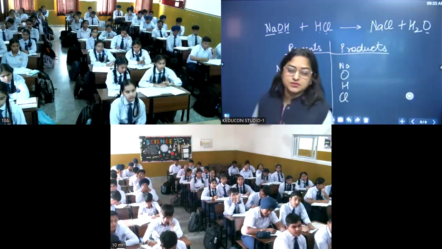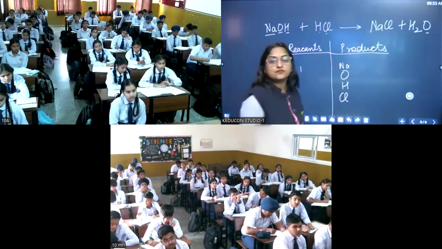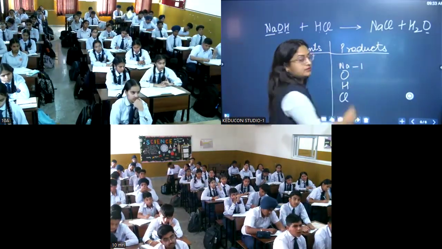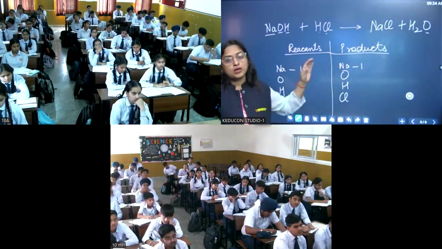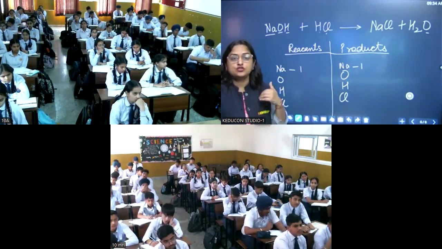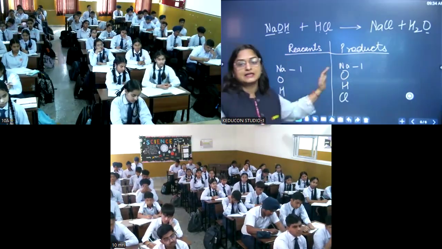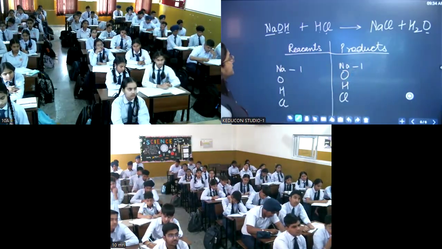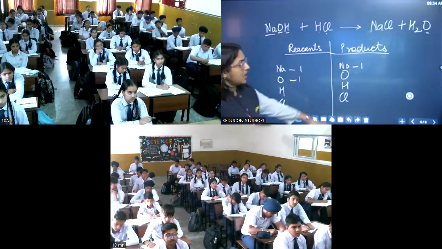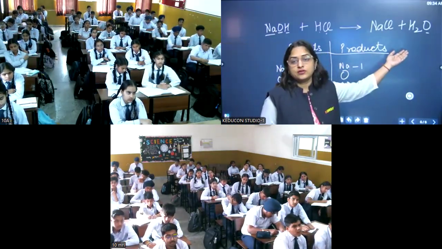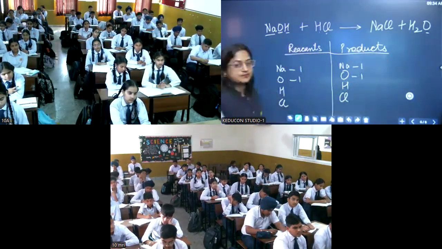Now, how many atoms of sodium on the reactant side? Just one. How many atoms of sodium on the product side? One. That means I have an equal number of atoms of sodium on both the sides, which is my purpose. I need to balance this. I need to have the same number of atoms on left hand side and right hand side. Coming to the next element, I have one oxygen here. I write it one. How many oxygen atoms do I have on the product side? One. So this is also balanced.